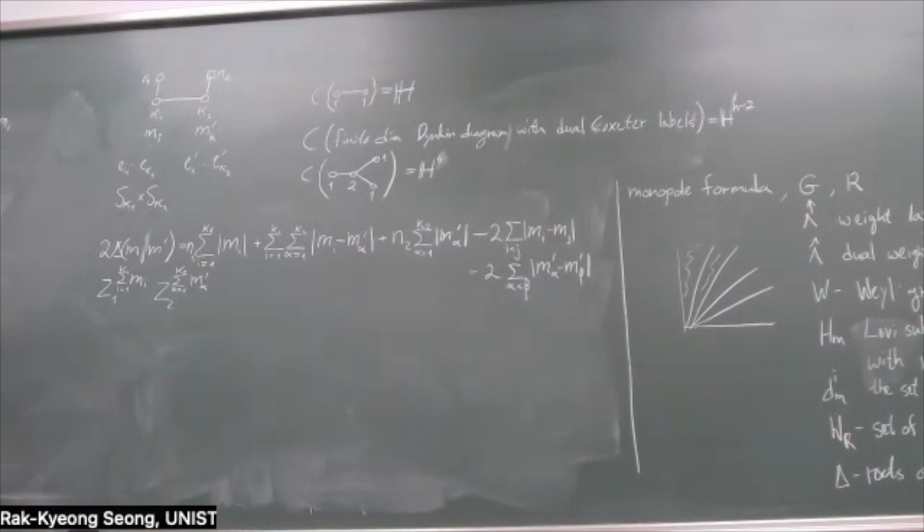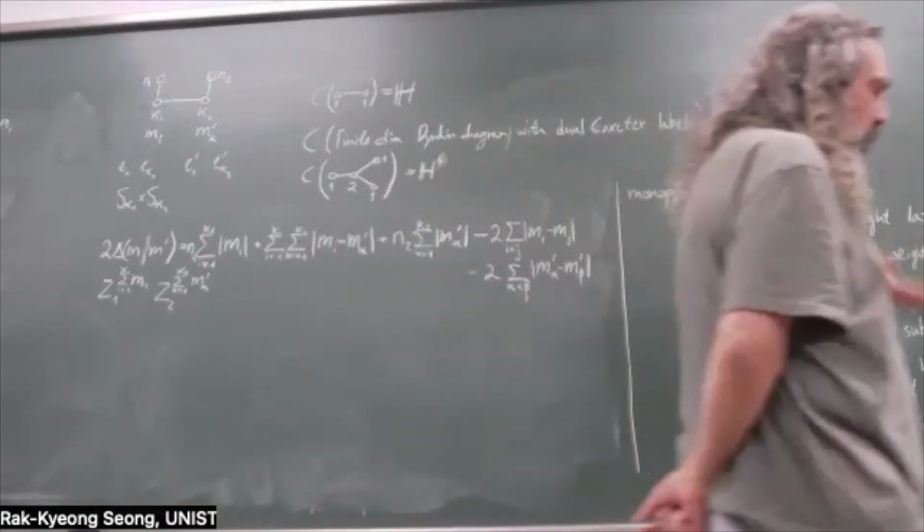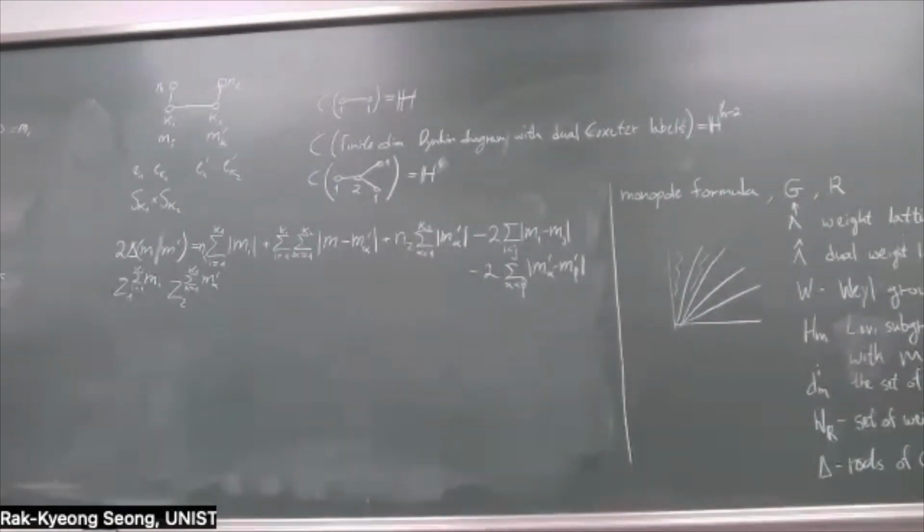And that's it. So when you do the sum, you have to be careful about the bias element. Yeah, when you restrict to the Weyl group, you restrict the m's to be in order and the m primes to be. Yeah, but they don't talk to each other.